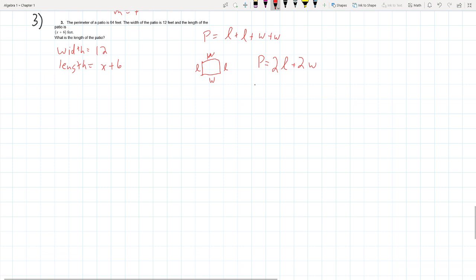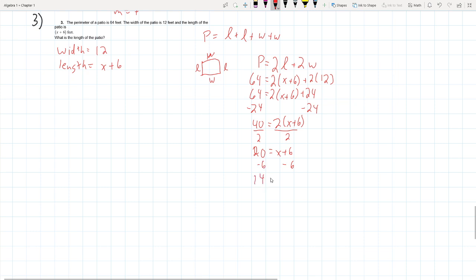Now I'm going to start plugging stuff in. So the perimeter I know is 64 feet. 2 times the length, which we said is x plus 6, plus 2 times the width, which we said is 12. Now I'm going to try and start solving this. So I get 64 equals 2(x plus 6) plus 24, since 2 times 12 is 24. I'm going to subtract 24 from both sides. And I get 40 equals 2(x plus 6). Now I'm going to divide both sides by 2. And I get 20 equals x plus 6. And I'm going to subtract 6 from both sides. And I get 14 equals x.